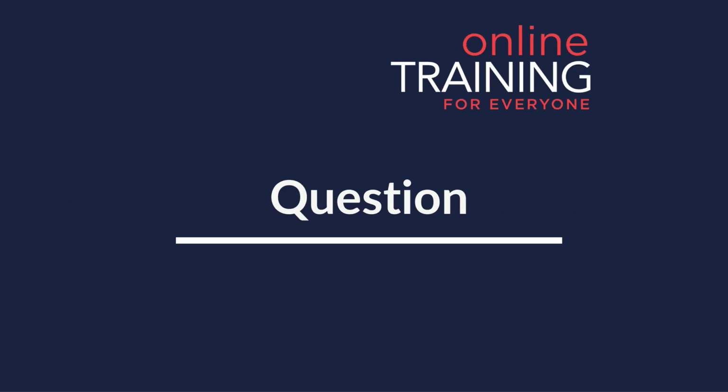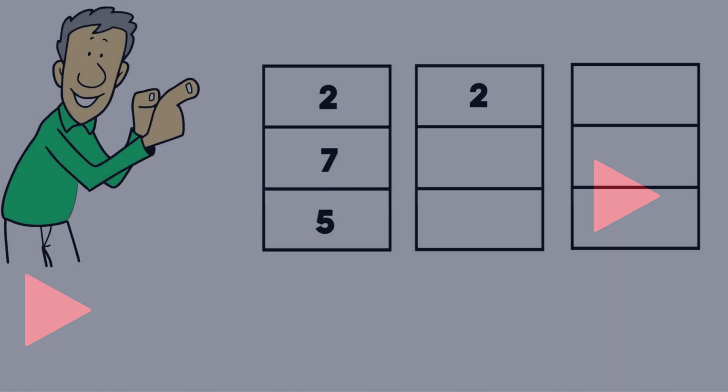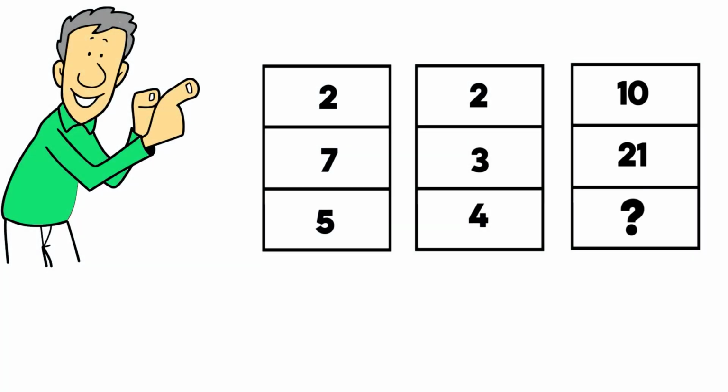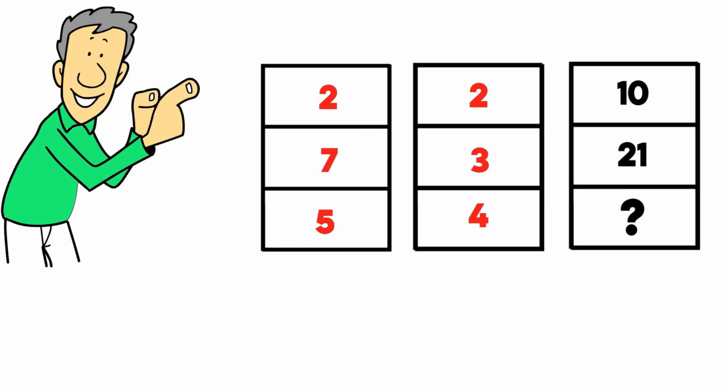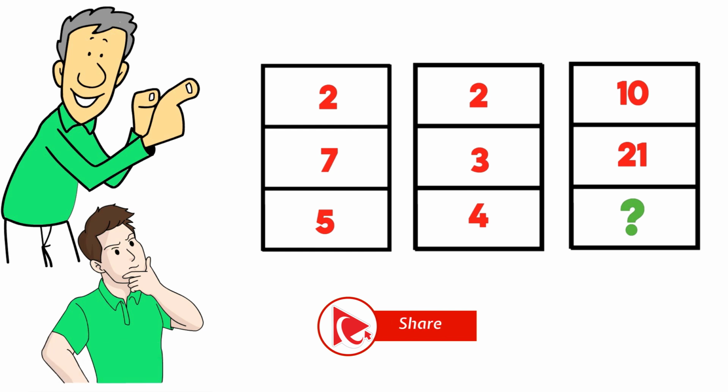I'm extremely excited to share with you a question that tests your pattern recognition skills. You're presented with 3 columns. Each column has 3 numbers. In the first column, we see numbers 2, 7, 5. In the second, middle column, we see numbers 2, 3, and 4. And in the last, rightmost column, column number 3, we see numbers 10, 21, and then 1 number missing. You need to find the missing value, which is highlighted by a question mark.